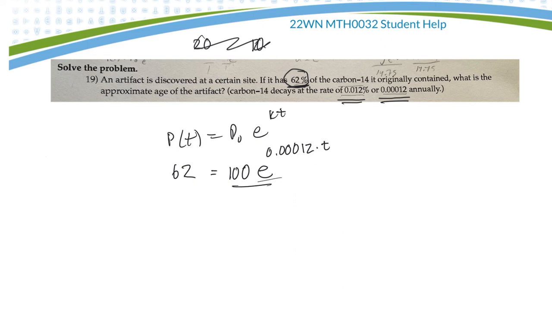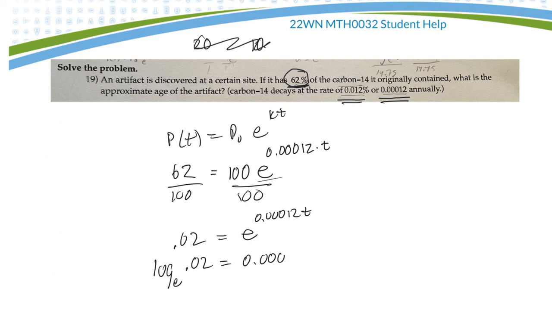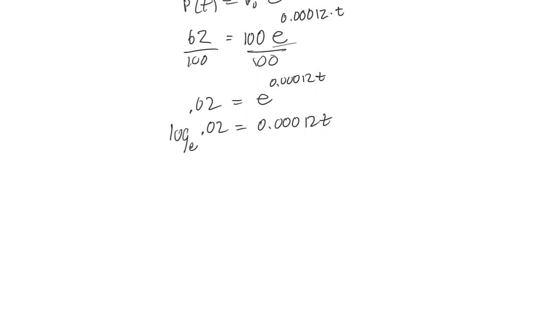So I divide both sides by 100. So 0.62 equals e to the 0.00012t. And then change to log form. Log base e of 0.02 equals 0.00012t. And then divide both sides by that. So you get ln of 0.02 divided by 0.00012 is equal to t. Let me do that on my calculator.